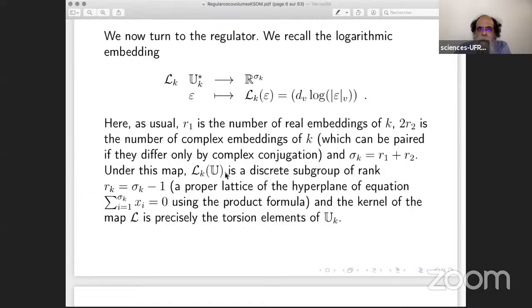Under this map, the units map to a discrete subgroup of rank R_K, which is sigma_K minus 1. So it's a lattice of the hyperplane of equation sum of x_i equals zero. And this is thanks to the product formula. And the kernel of the map is precisely the torsion subgroup. So you actually kill the roots of unity and you have the full thing.